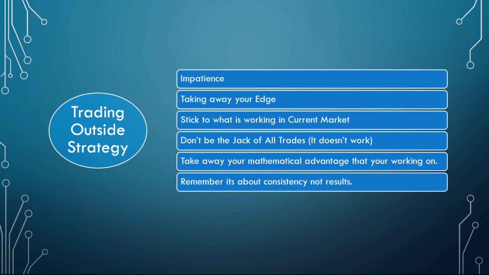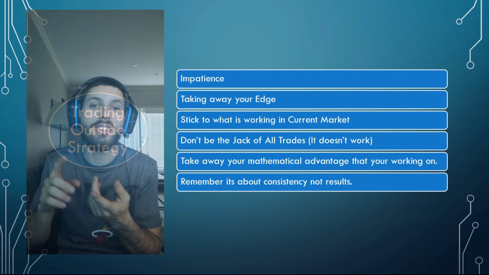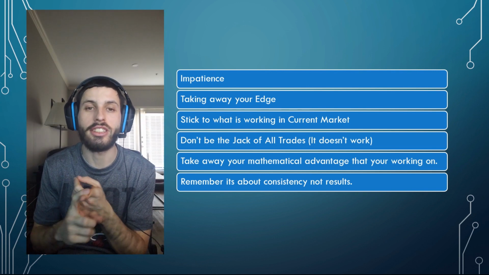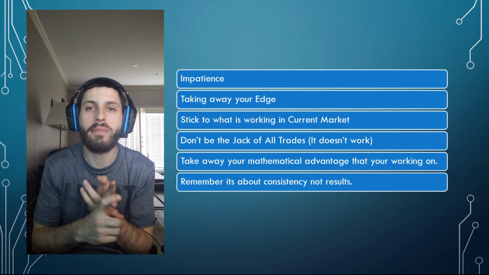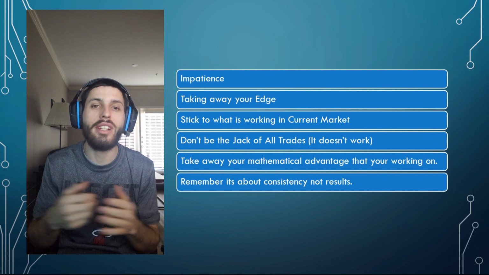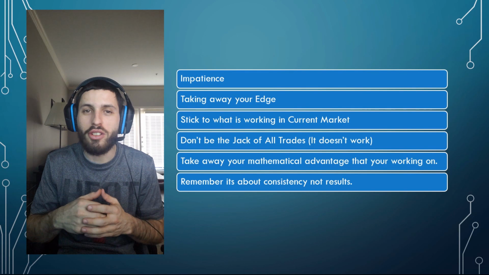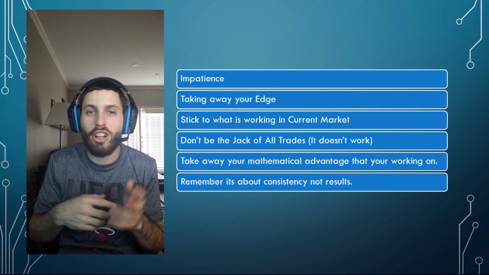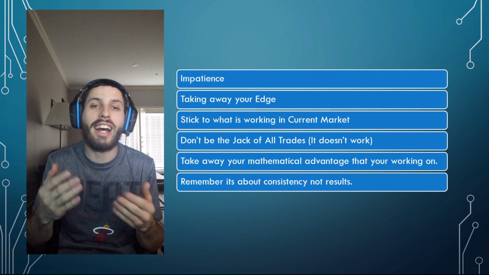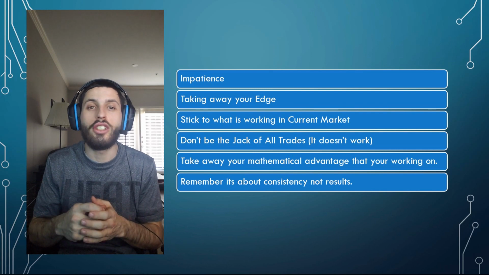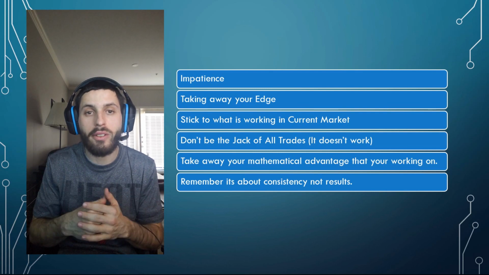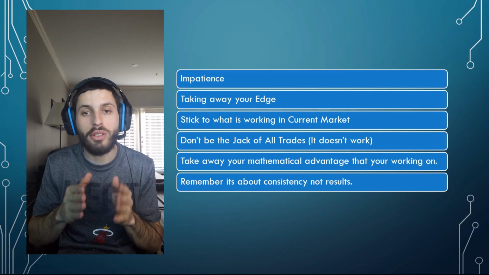The second common mistake I see is traders that trade outside their strategy. I can't stress this enough. This is going to, one, cause impatience. Two, it's going to start taking away from your edge. And three, you start trying to trade with the current market. You go short when the market's short, long when the market's long, and you get outside your strategy. You start taking away from your mathematical advantage, and this is going to hurt you in the long run.